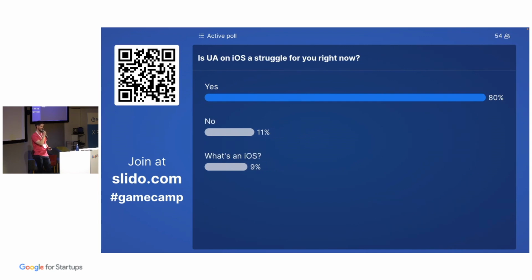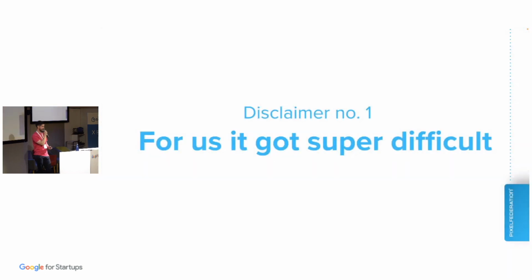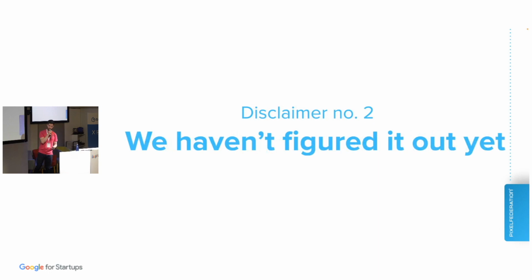This is disclaimer number 1: it got super difficult for us. We were hit hard with iOS changes in privacy and the way we run marketing, and with our game monetization setup and the type of genre that we are in. It got super difficult. And the second disclaimer: we haven't figured it out yet. I wouldn't be standing here if we did. I guess I would be executing the strategy all day long, growing our business, but that wasn't the case. So that's why it's going to be mostly about the pains.